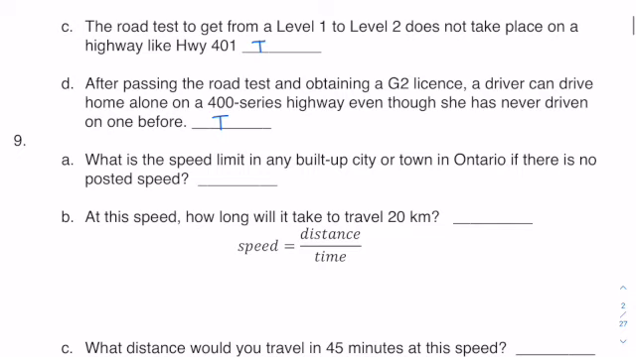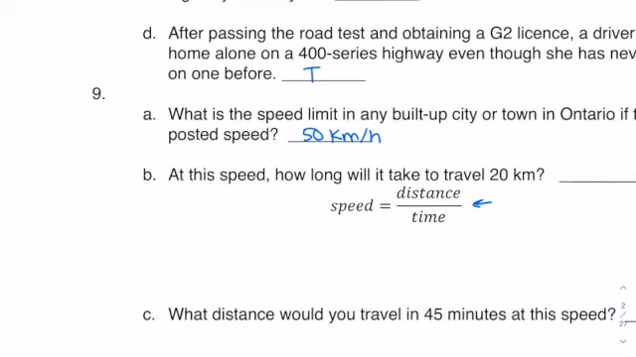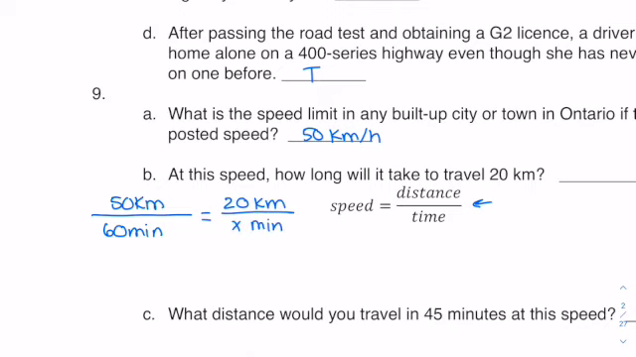All right, number 9, what is the speed limit in any built-up city or town in Ontario if there's no posted speed? That is 50 kilometers an hour. At this speed, how long will it take to travel 20 kilometers? Now, we have the fact that speed is your distance over time in this equation. So if we have distance over time, we have 50 kilometers in 1 hour, or we could say 60 minutes. And we're going to do some cross multiplying here. We want to know how many minutes, so X minutes for 20 kilometers.